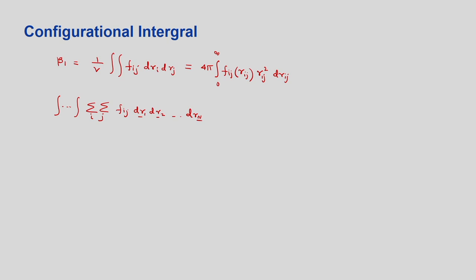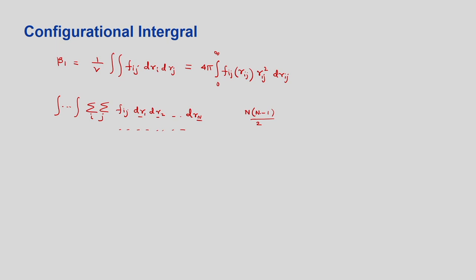If you see this entire term, how many terms of Fij will there be? If there are n atoms, the number of terms is n into n minus 1 by 2. So these many terms will have beta in them. Ultimately you have to apply this beta for the evaluation of each term involving Fij. Now we can neglect the other terms.